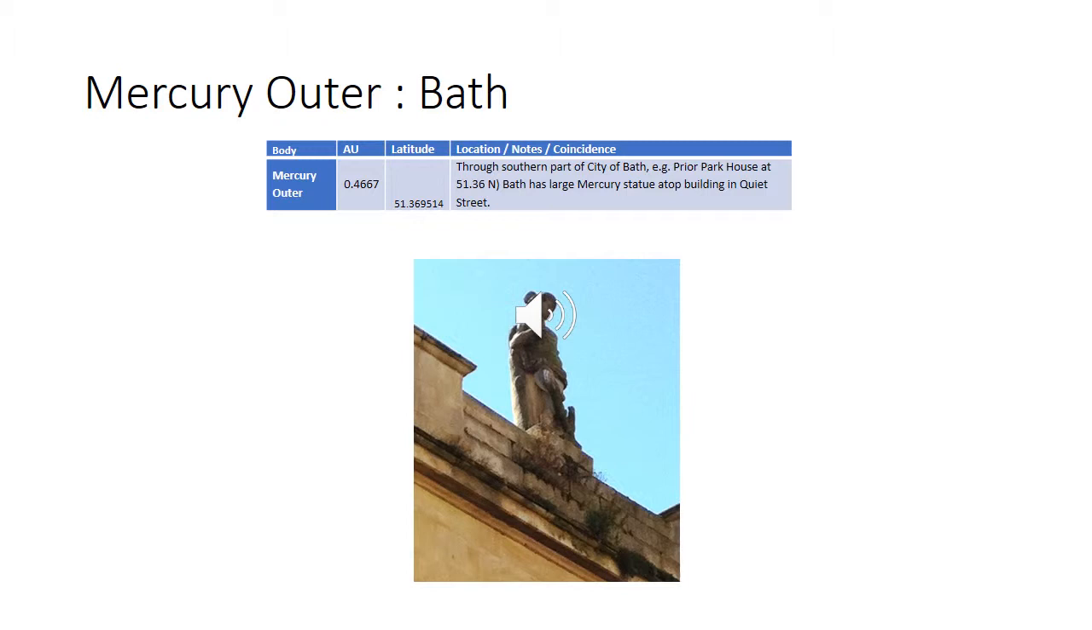And here we see a statue of Hermes with his winged hat and so on top of a bank, god of trade, of course, as well, in the centre of Bath. The latitude line itself actually goes through the northern half of Bath, and it passes right through the site of the garden of Prior Park House, if you're interested.